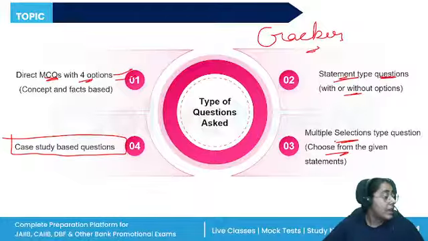There will be questions with no options as well. So how are you going to answer those questions? We will practice in more than 20 live classes, all the types of questions that are asked in the exam.